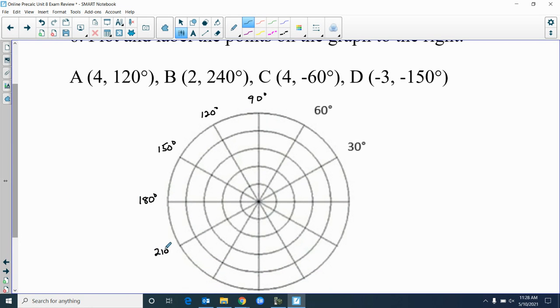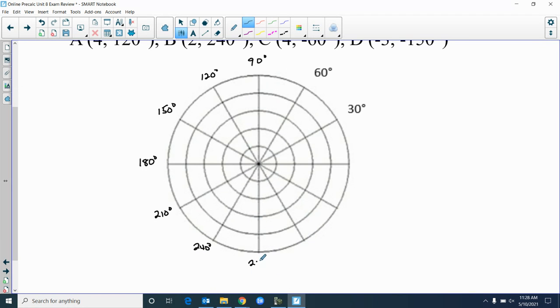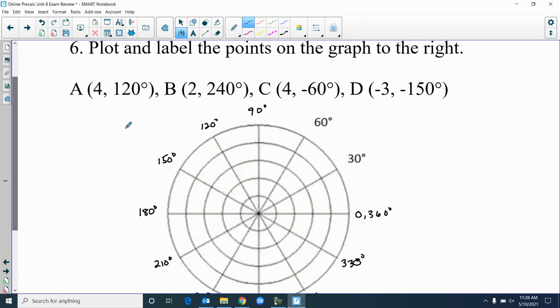210, 240, 270, 300, 330, and then this is 0 or 360 degrees. Now, all the other angles are represented. They're just not a spoke. So if you want to talk about 45 degrees, you'd go halfway in between 30 and 60. If you want to talk about 80 degrees, you'd come over here close to 90.